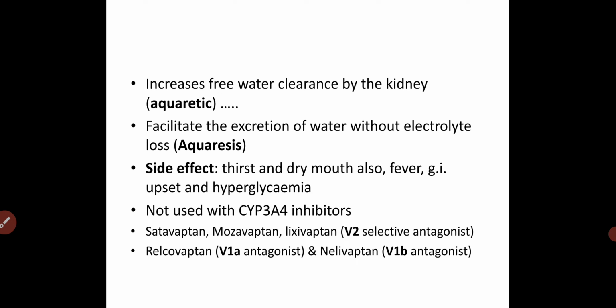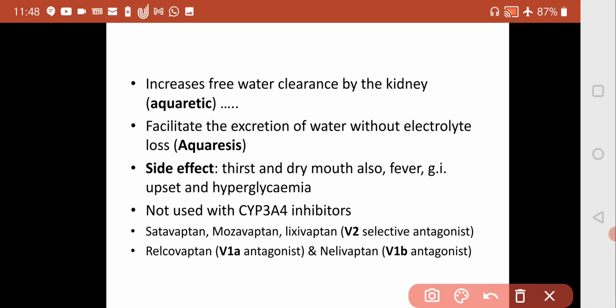Some other V2 selective antagonists, for MCQ purposes only, are satavaptan, mozavaptan, and lixivaptan. Try to remember these things. The suffix vaptan comes at the end, and they are vasopressin receptor antagonists. These are V2 receptor antagonists.